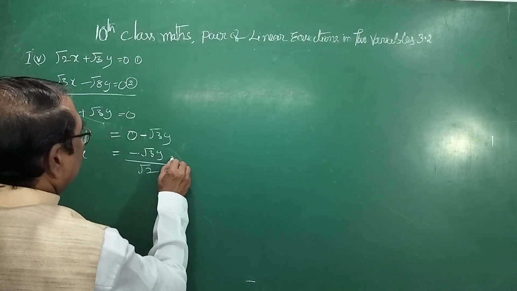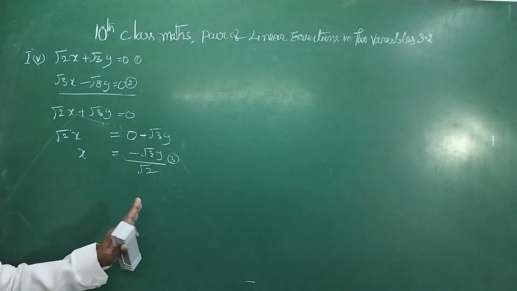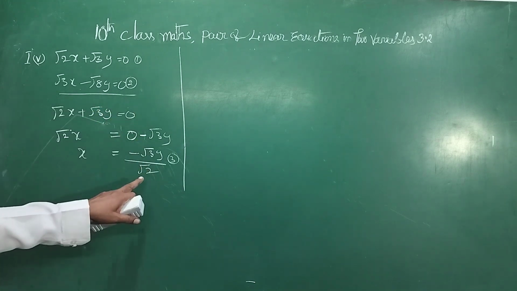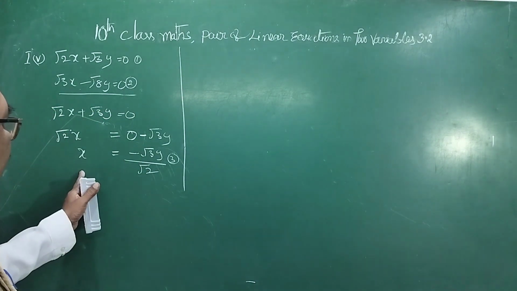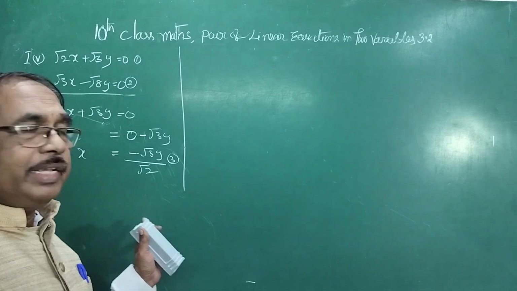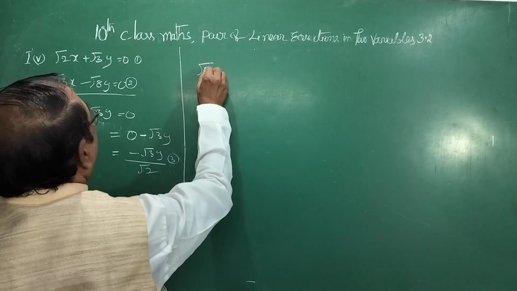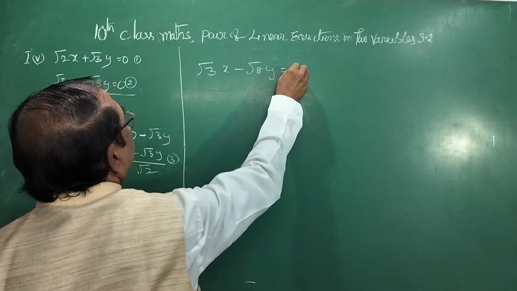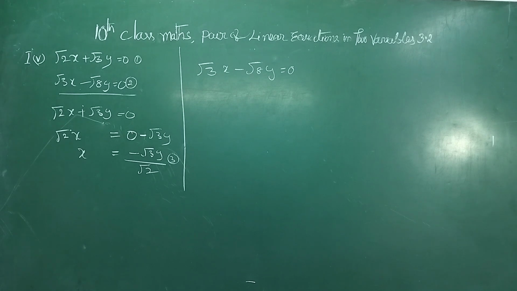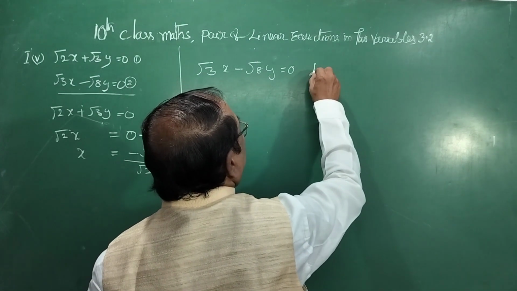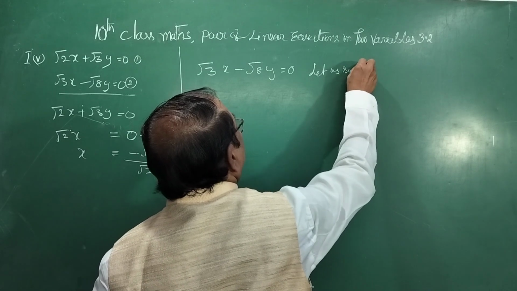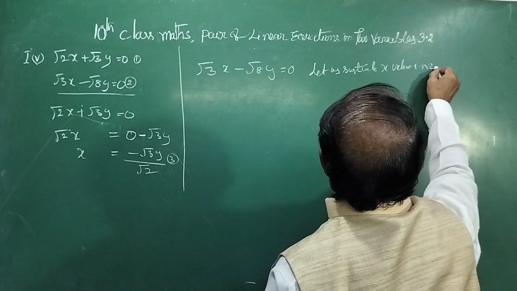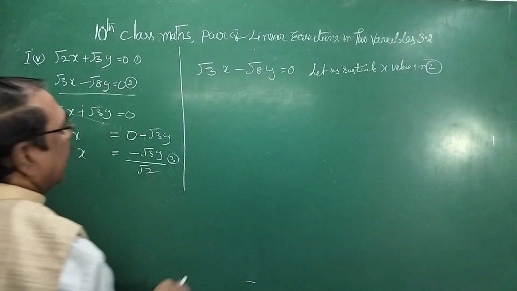This is the third equation. What we have to do is substitute it in the other equation in order to get a real value, since it is not a real value yet, as the two roots are there. Let us take the second equation: root 3x minus root 8y is equal to 0. Let us substitute the x value in the second equation.